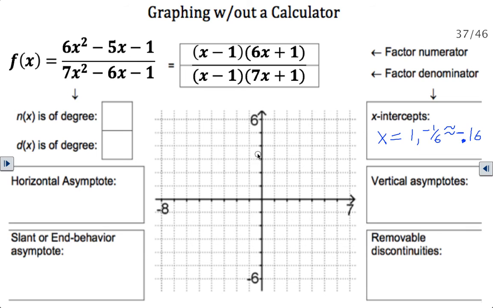And then next, find your vertical asymptotes. So you'll set both of these factors equal to 0 and solve for x. So from here we have x equals 1. And then we also have x equals negative 1/7. Okay. And then it will be good to know that negative 1/7 is equal to negative 0.14, I believe. Check your scientific calculator if you need to. Okay. So those are our x-intercepts and vertical asymptotes.